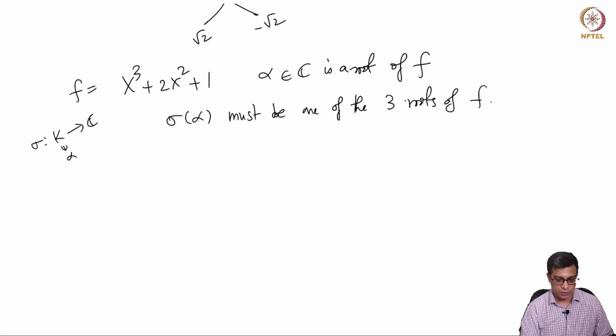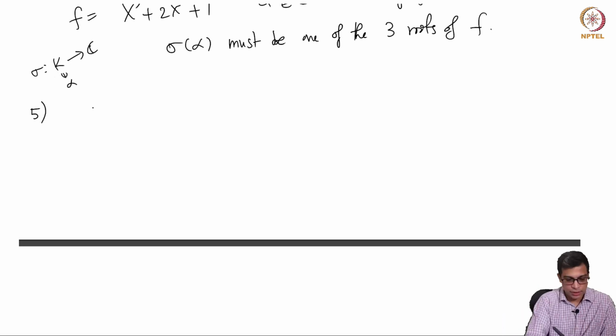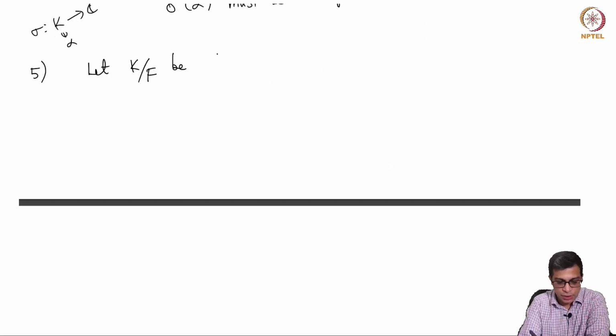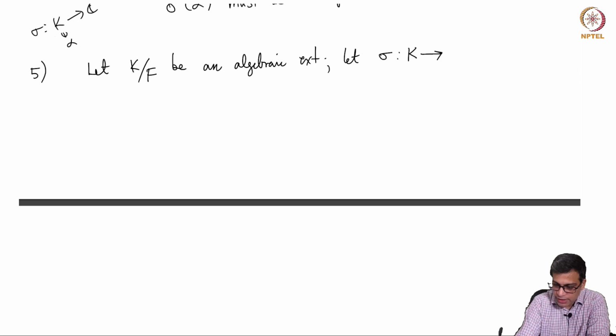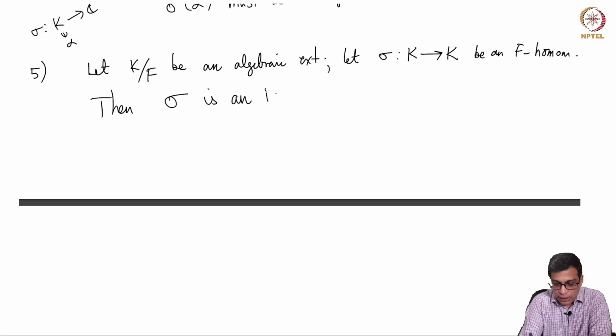And one immediate application of this I'll do, and this is going to be a very important statement for us, is the following. I also want to write one more exercise after this, and then I will stop the video. So let K over F be an algebraic extension. Now I'm taking an algebraic extension. Let σ from K to K itself, it's very important that I have K to K here, be an F-homomorphism. Then σ is in fact an isomorphism. I want to prove this.